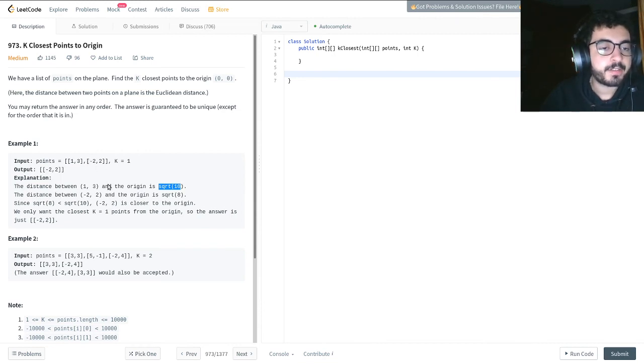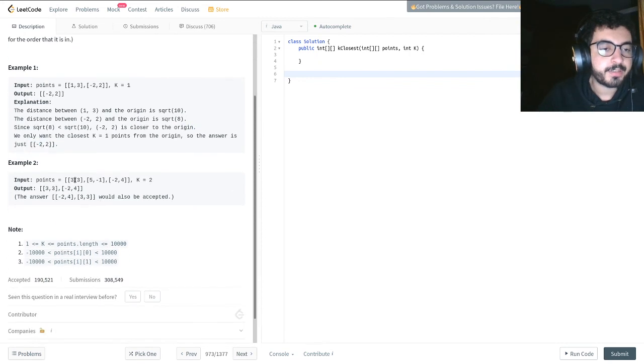And here the other one is square root of 8. Well, the closest one is square root of 8. So we don't actually need the square root. The square root of a larger number would be the greater value, so we don't even need the square root. So the answer is just negative 2 and 2, and here the same happens.